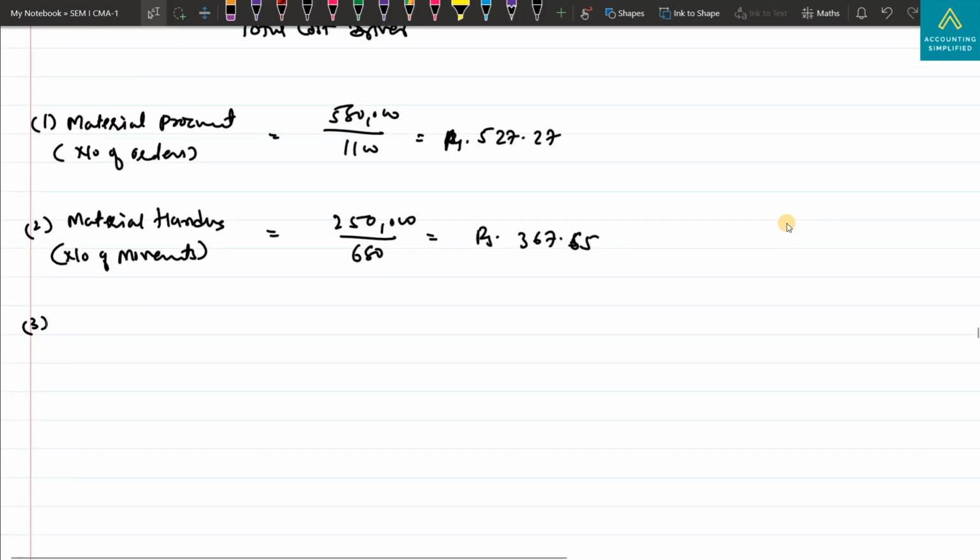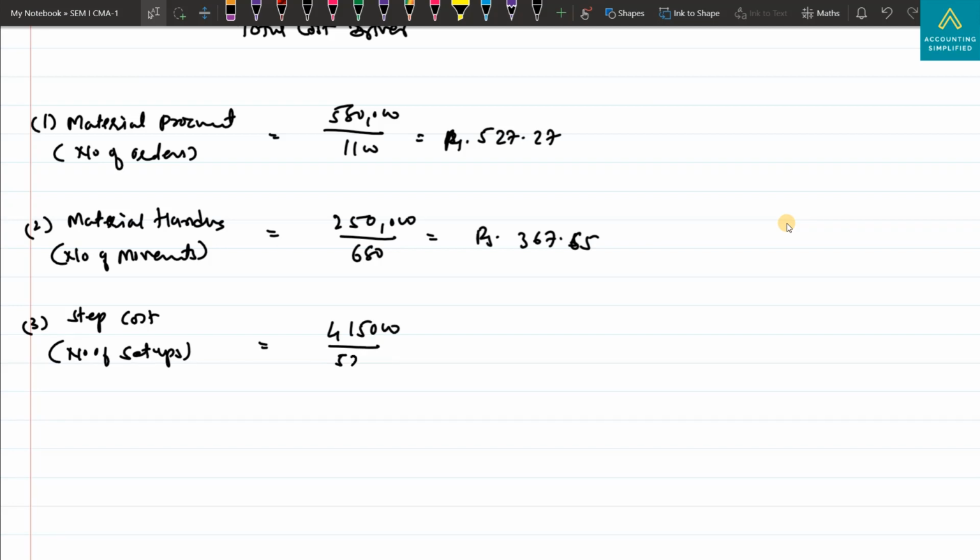Third, setup cost. Setup cost is based on number of setups. 4,15,000 is the cost, and the number of setups is 520. So it comes to rupees 798.08 per setup, right? This we can write. This is per movement and this is per order, right?